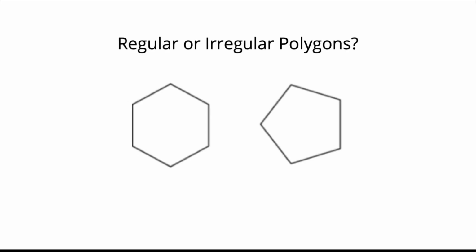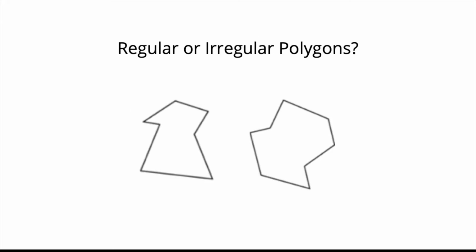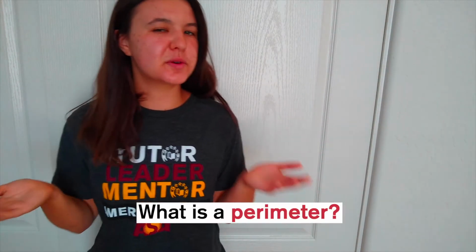Would this shape here be regular or irregular? Regular, very good. And this shape here, would it be irregular or regular? Irregular. Perfect. So what is a perimeter?